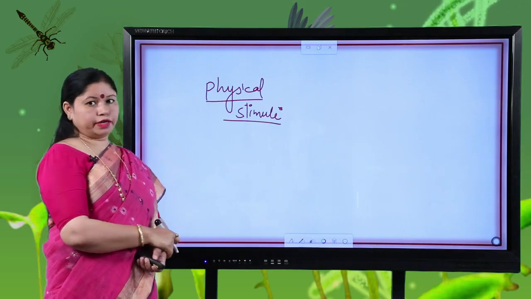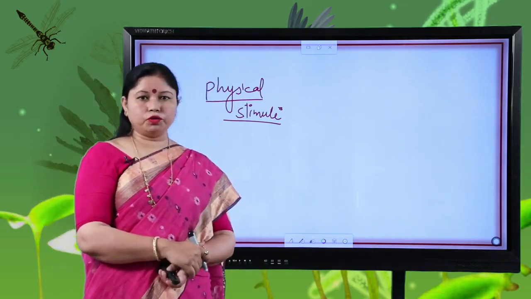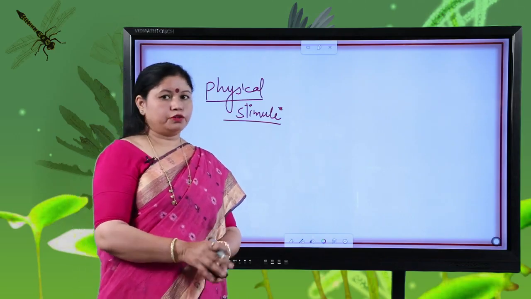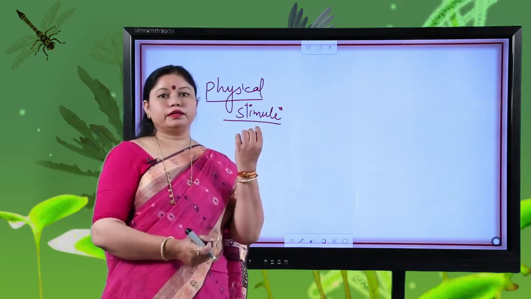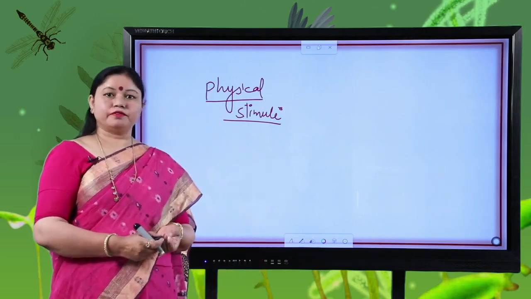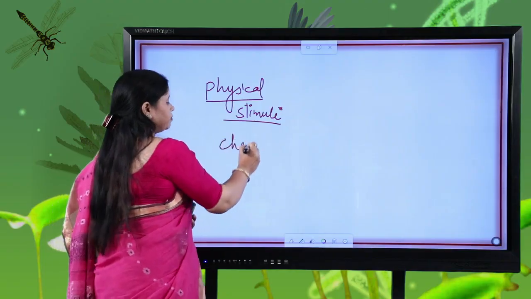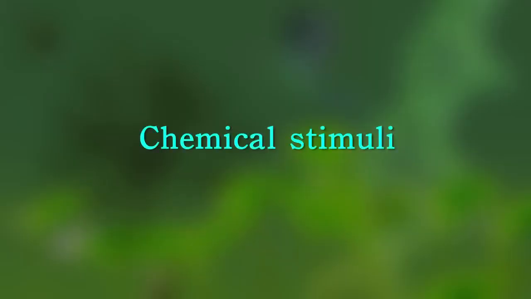Physical stimuli. Suppose one of your friends pricks a needle into your finger, what will you do? How will you respond? You will remove your hand from there. This is the way your body has responded towards the physical stimuli. Let's take an example of chemical stimuli.